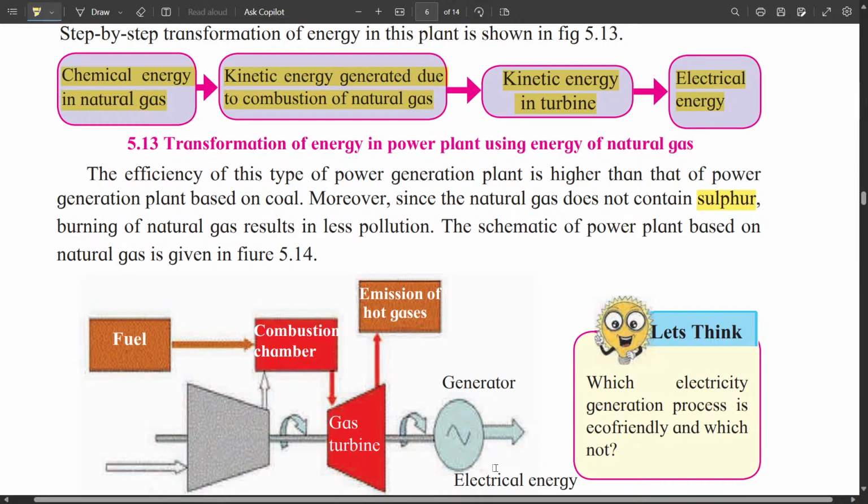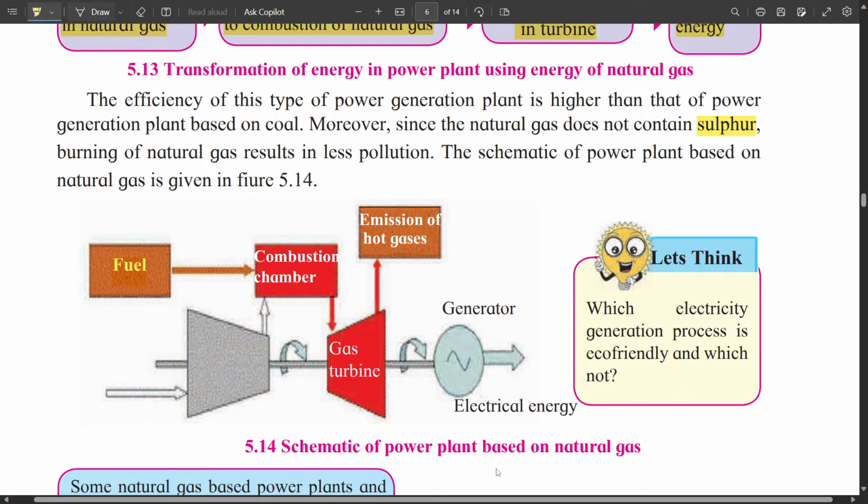Schematic of the power plant based on the natural gas is given below. We have fuel and we have the compressed air. So here you can write compressed air. Mixture is fed to the combustion chamber, in which combustion takes place. Then this high temperature, high pressure gas drives the gas turbine which runs the generator, and then the electric energy is generated. Emission of hot gases happens through this outlet.